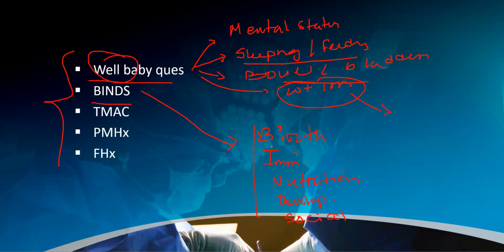Is he immunologically up to date? Nutrition, normally not important in this case. For development, is he growing and developing well? Social history, for vomiting cluster, it is not very important, so forget about it at the moment. So birth history, immunization history, and developmental history, these three are important and relevant to this case.